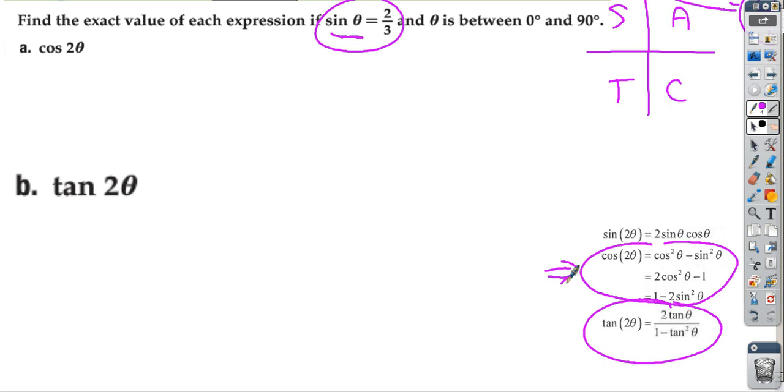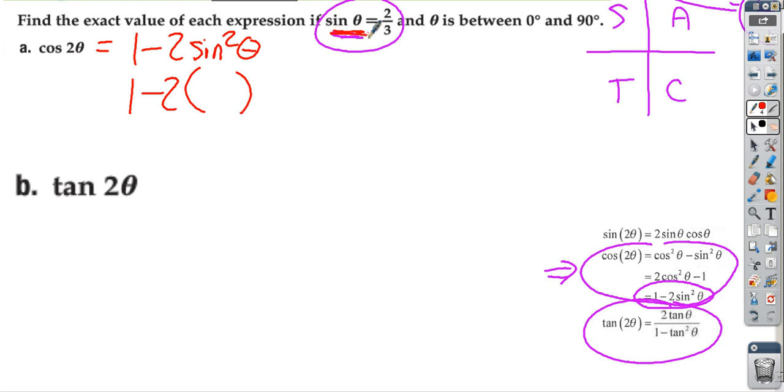You can actually use any of them, but I would suggest the easiest one to use is the one that only has sines in it. And the reason that one is easiest is because they started out by giving us only sine. Obviously we ended up finding cosine, but if you wanted to save time, you could just use the one with sine. So this is one of the 3 versions of cosine, and we know what sine is.